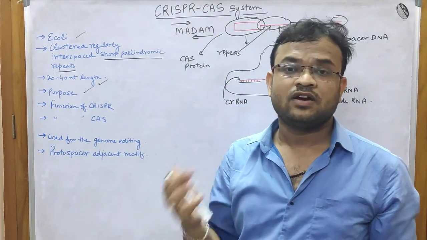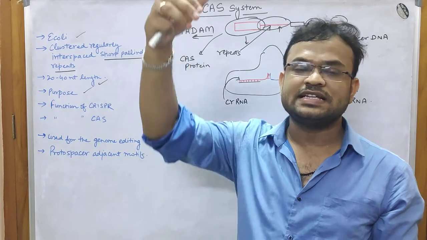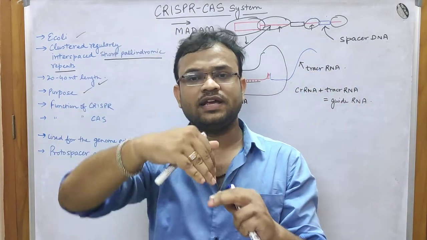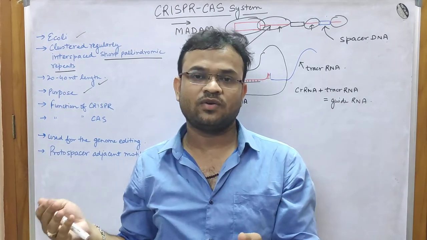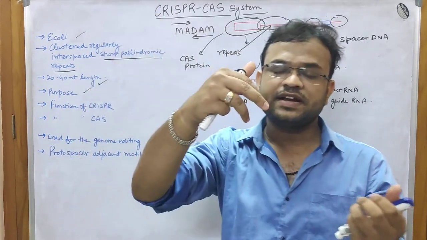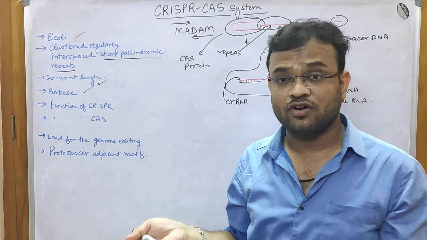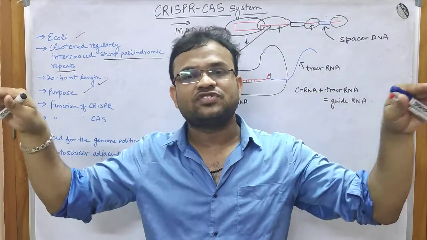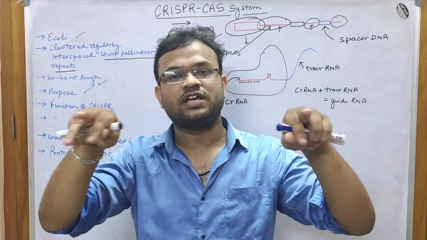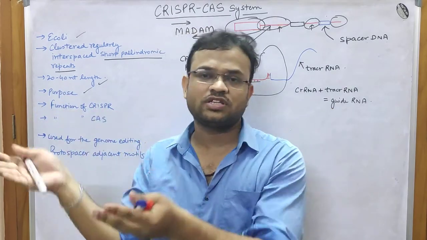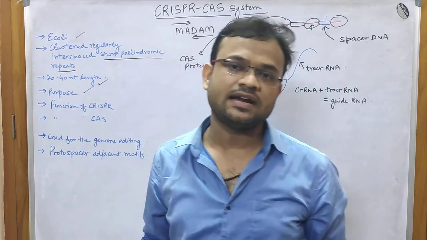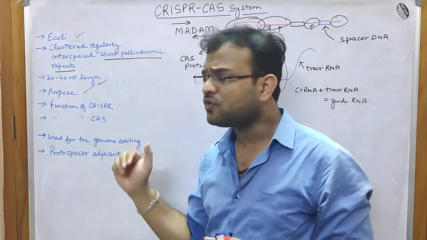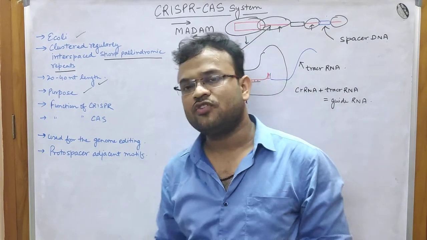Whenever the virus inserts its genetic material inside the bacteria, it prevents the virus from getting integrated into the genome of the bacteria, and it basically cleaves off the genetic material of the virus, and therefore the virus dies. Now let us understand how this happens. First of all, we will understand the function of CRISPR.